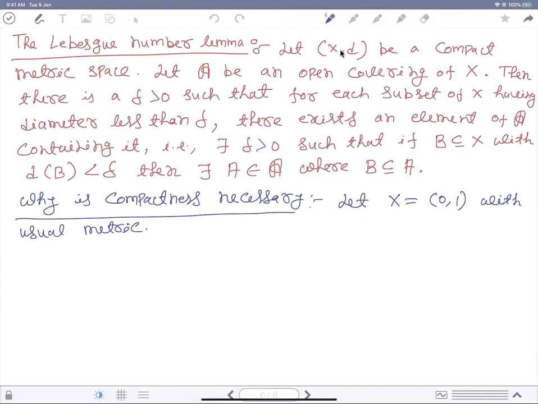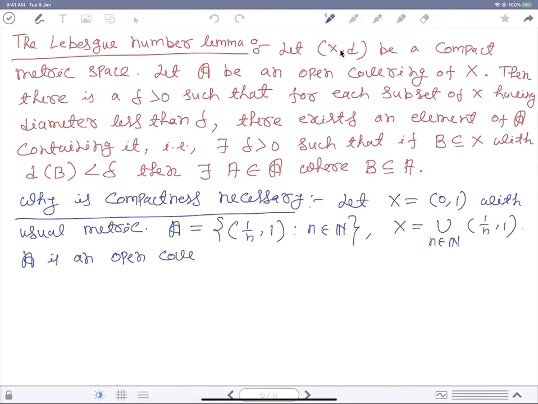Right? Now we can choose one open cover, this one, say (1/n, 1), where n belongs to the natural numbers. Now obviously you can easily check that X is the union of (1/n, 1). That is, A is an open covering of X. Now you can easily check that the Lebesgue number lemma does not hold for this metric space.